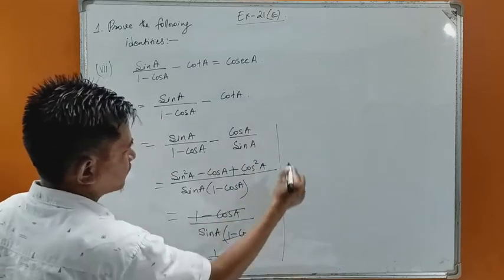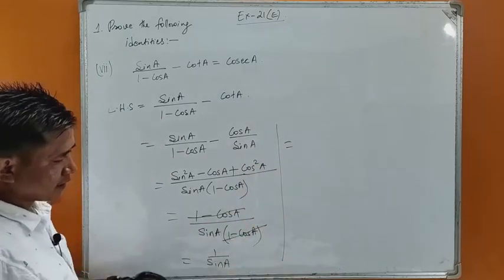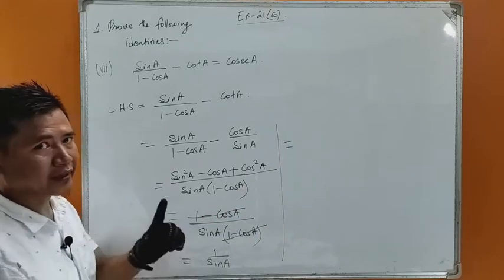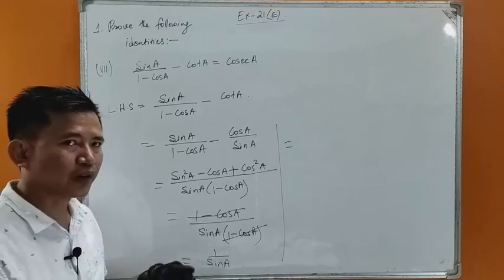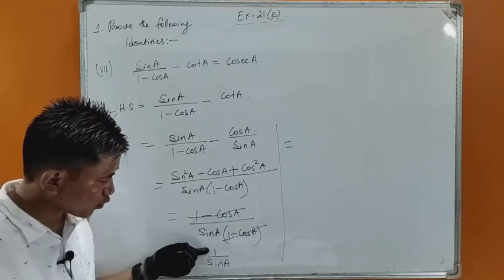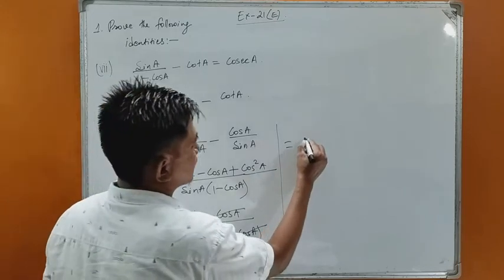So 1 by sin a means sin a and cosec a are the reciprocal of each other, okay? Sin a and cosec a are the reciprocal of each other. So 1 upon sin a can be written as cosec a.